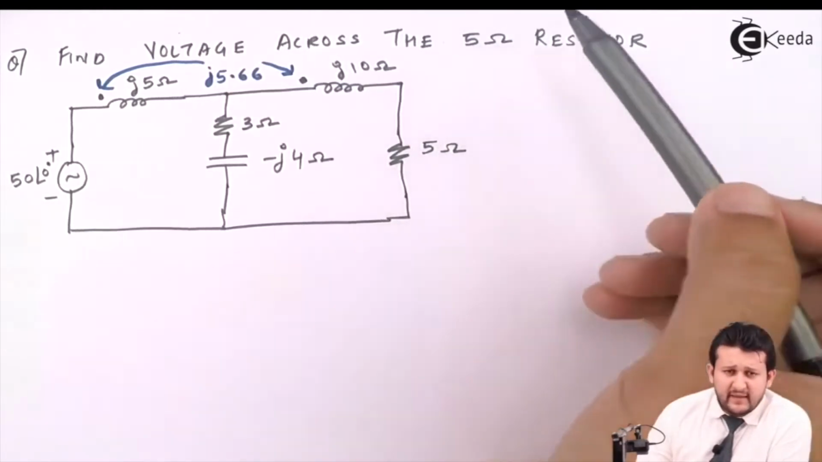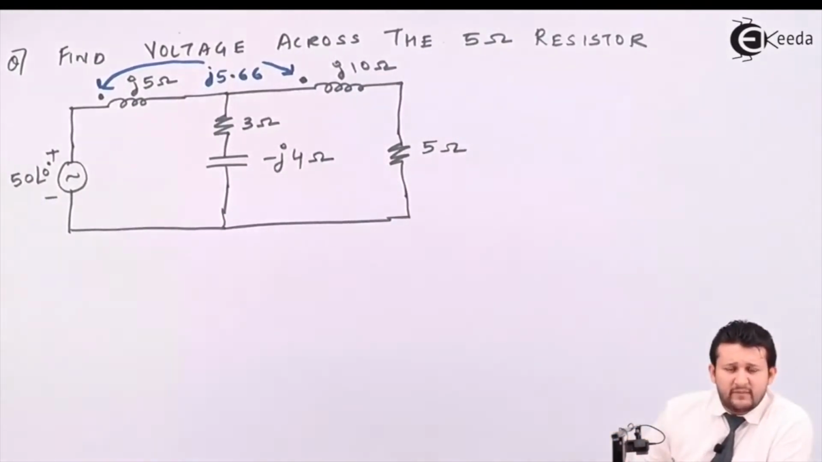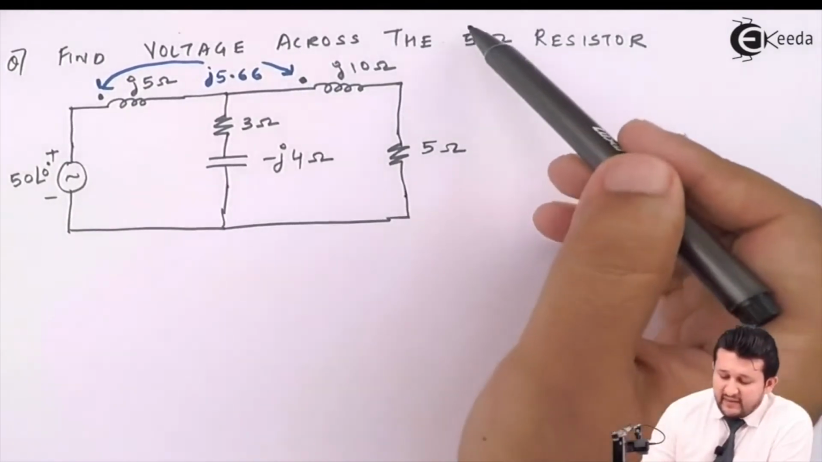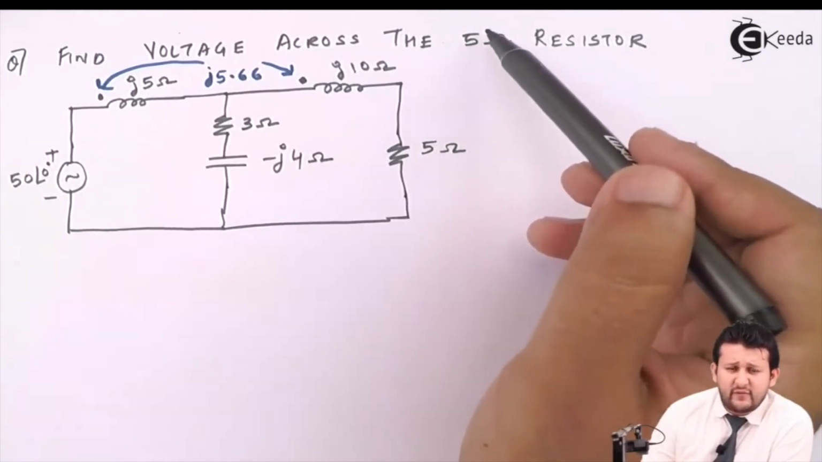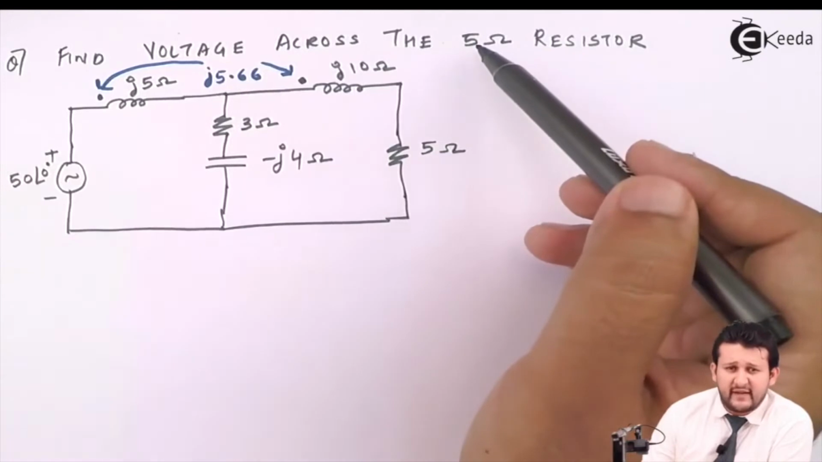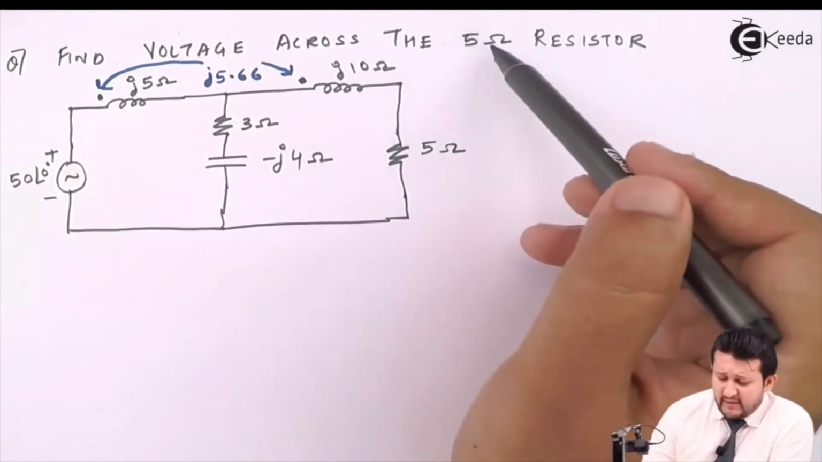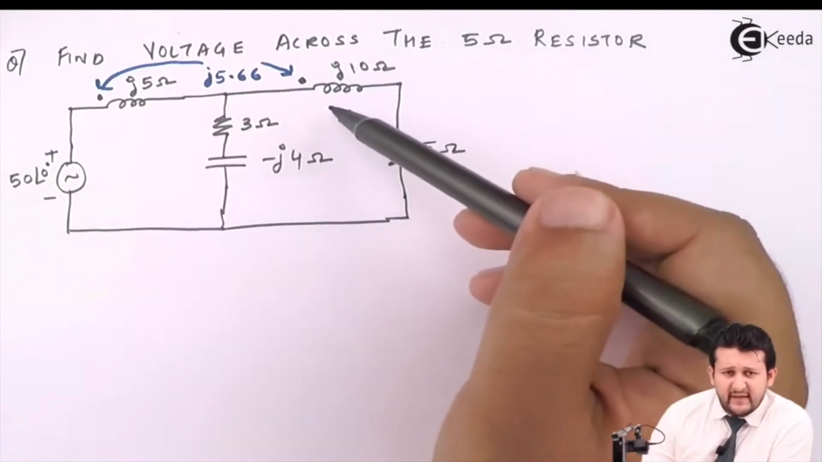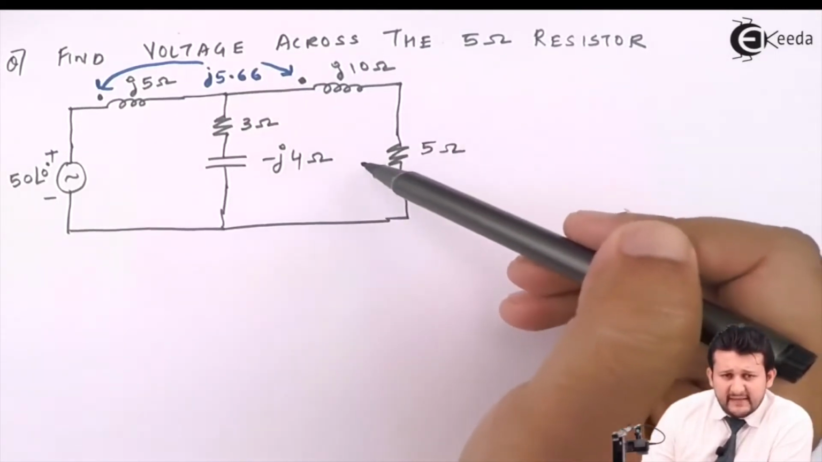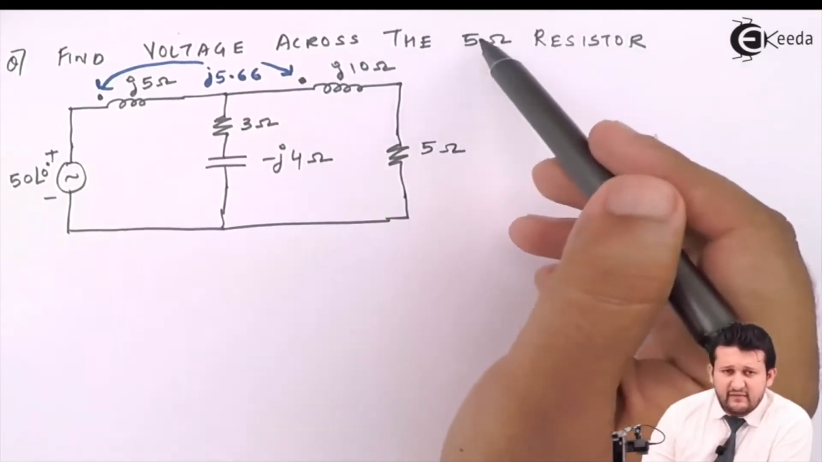Basic law: Ohm's law, V is equal to IR. So when I say V is equal to IR, I already have my resistance, which says if I need to find the voltage across 5 ohms, I just need to find the current. So I just need to find the current across this loop, and then I can easily get the voltage across 5 ohms.